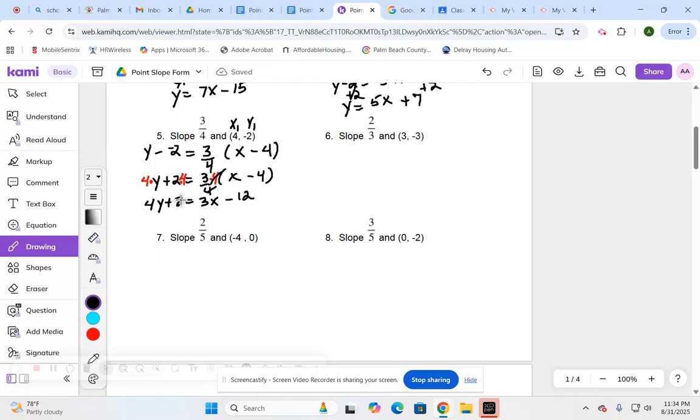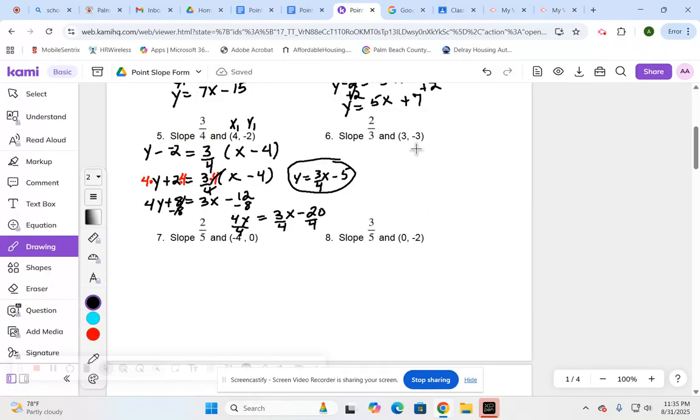Let's get these numbers on the same side together. So let's subtract 8 from both sides. And we'll end up with, let me write it over here, 4y on this side equals 3x minus 20. We have one more step. We've got to solve for y. So we're going to divide through by 4 each term. And so our answer is going to be y equals 3/4 x minus 20 over 4, which is minus 5. So that's our answer.